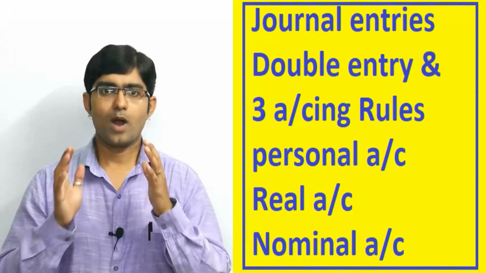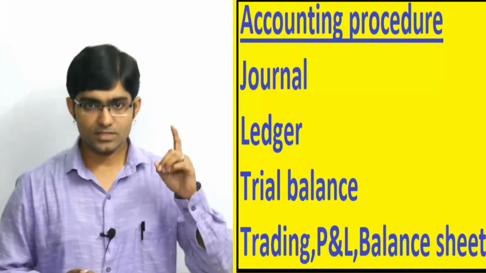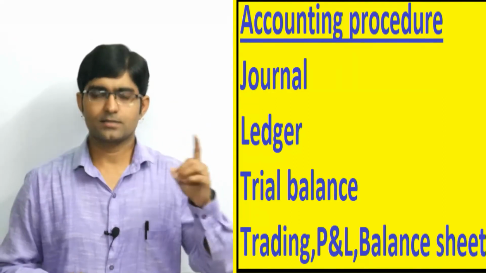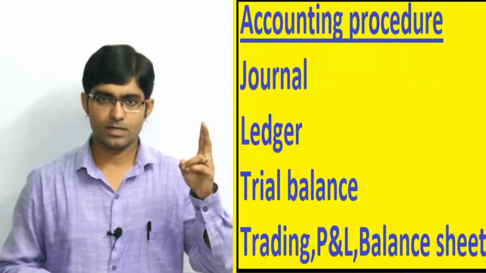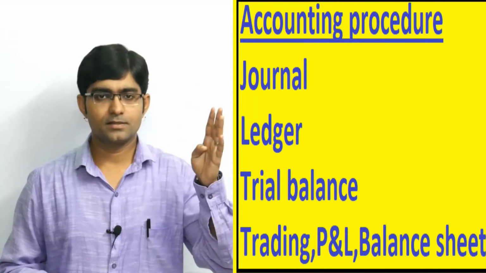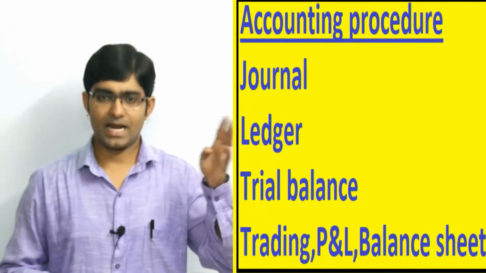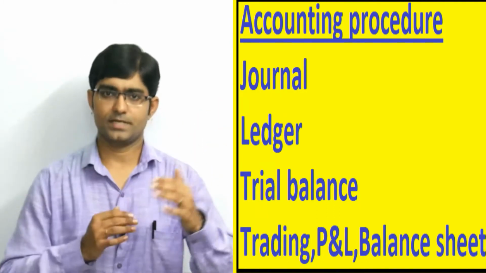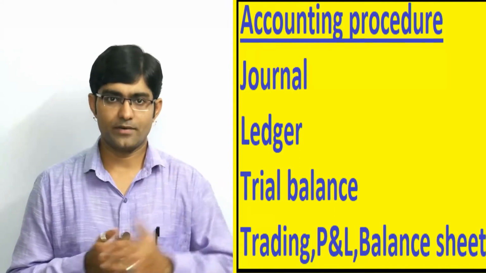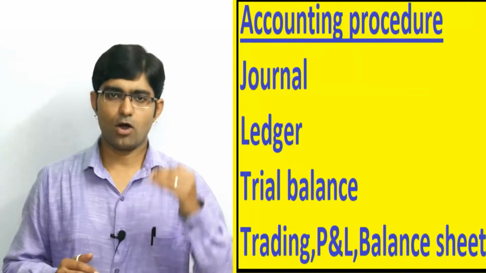First of all, what is the procedure while preparing books of accounts? First one is to write journal entries, second one is to prepare the ledger, third one is to prepare a trial balance, and fourth one is final accounts, that is trading, P&L and balance sheet. This is the procedure. The first step is to write journal entries. This is the critical item. If we don't know this, we can't move further.